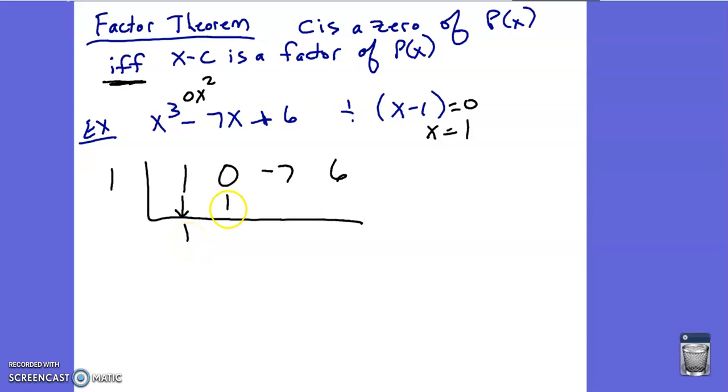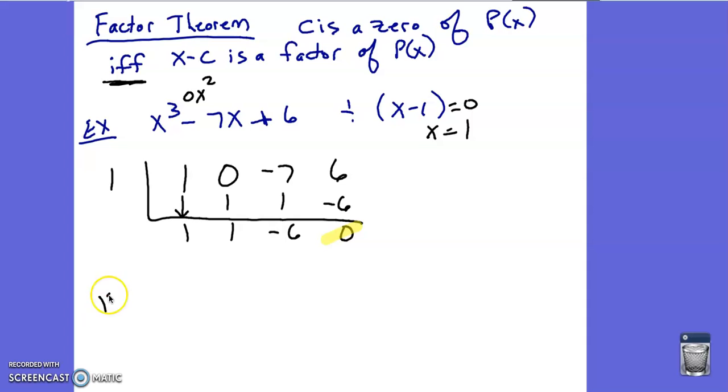So 1 times 1 is 1. Add that, that's 1. 1 times 1 is 1. -7 plus 1 is -6. 1 times -6 is -6. And notice whenever you get a 0 as the remainder, that means this factored perfectly, and it is a 0.